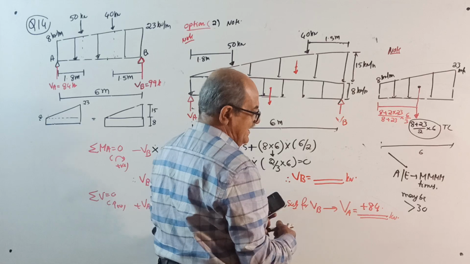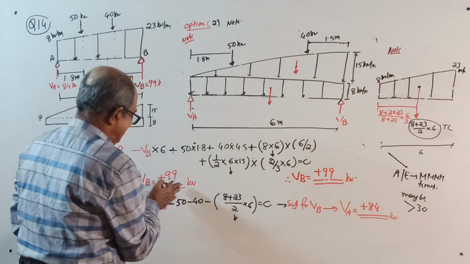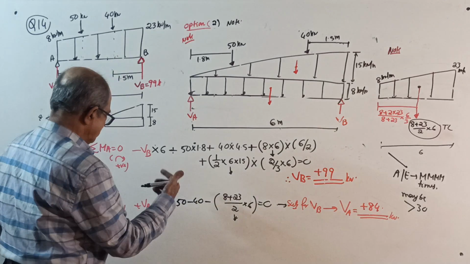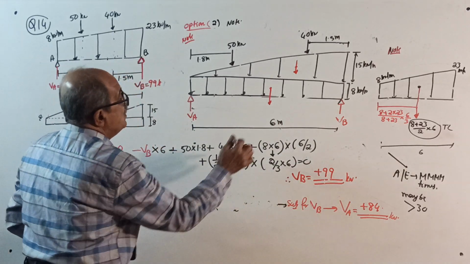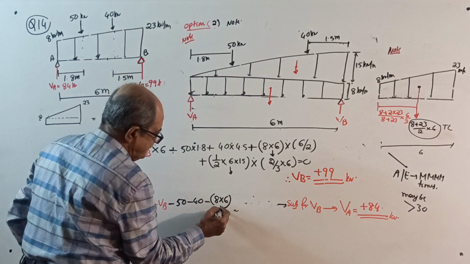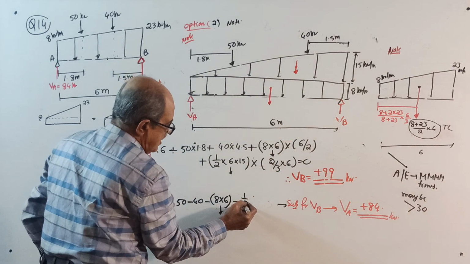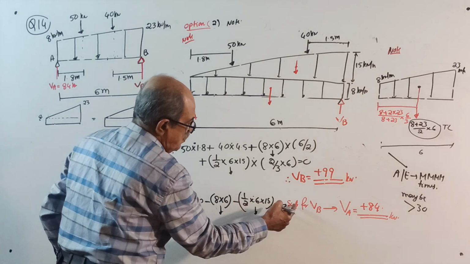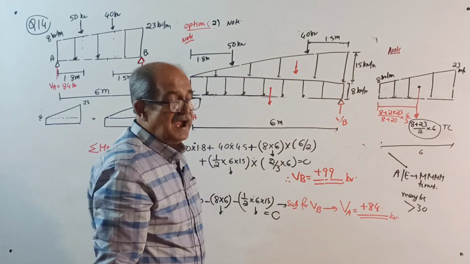Plus 99 kilonewton. Oh, see, same answer. Okay, 99 kilonewton. Sigma V equal to 0, upward positive: plus VA plus VB minus UDL 8 kilonewton per meter for 6 meter is the total UDL. Again minus uniformly varying load half into 6 into 15. This is one more load, equal to 0. Substitute whatever VB you got, get VA 84 kilonewton.